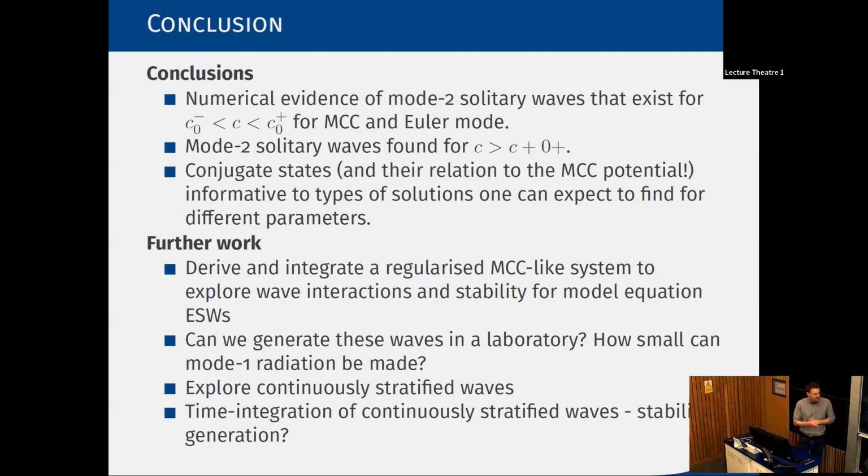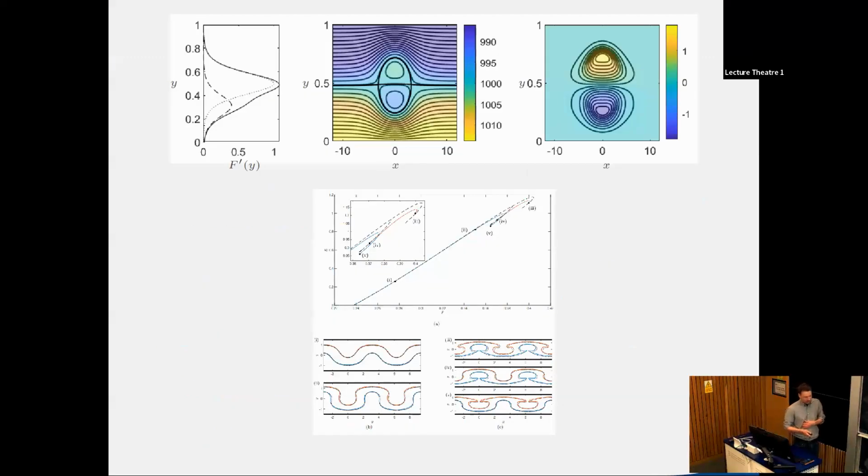We also want to make this continuously stratified in the DJL equation. And also, I think the hardest question, which probably should be at the end, is can we generate these waves in the laboratory? How small would Mode-1 radiation be in that case? You're never going to get it to be perfect, but can you get them to turn up? So I include some of the existing future work.